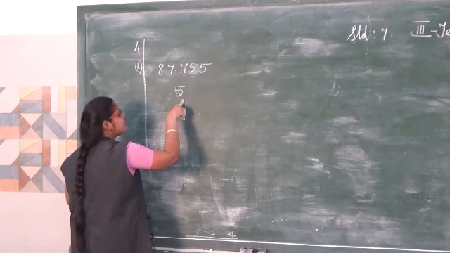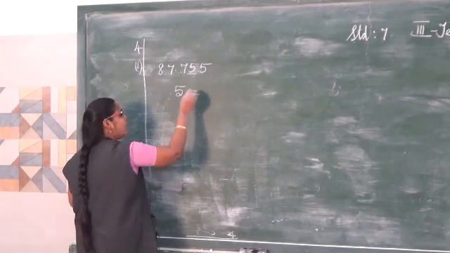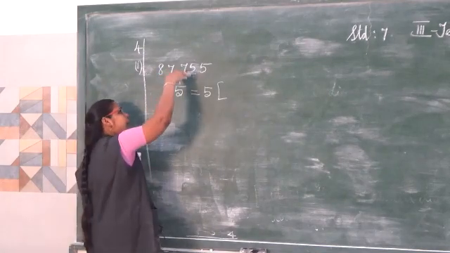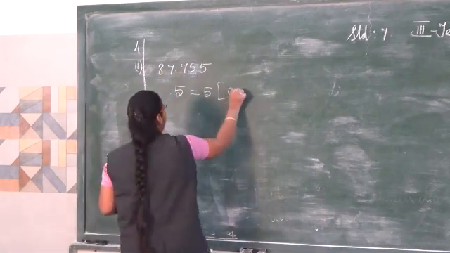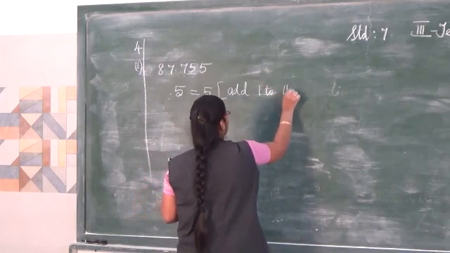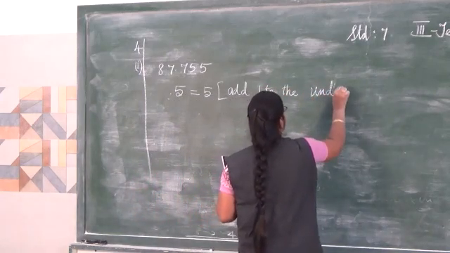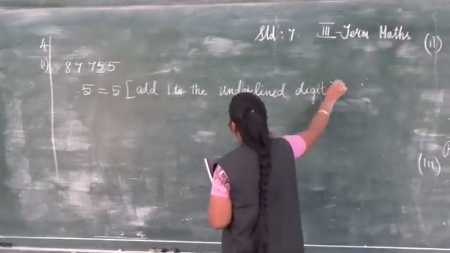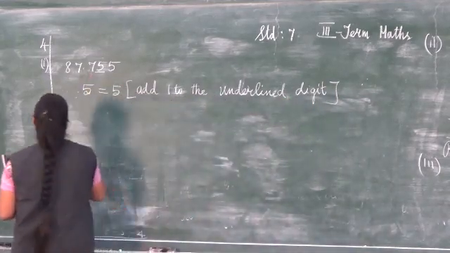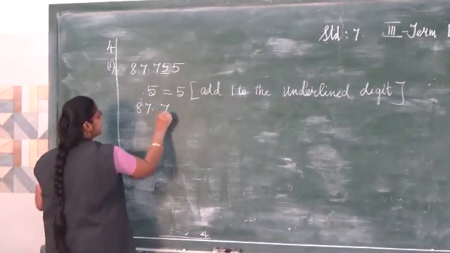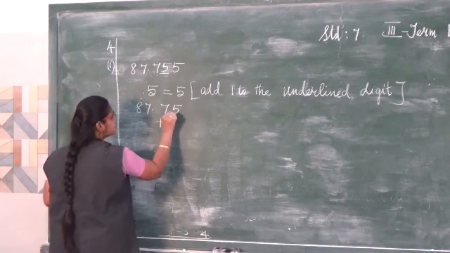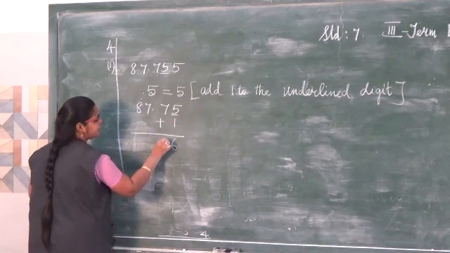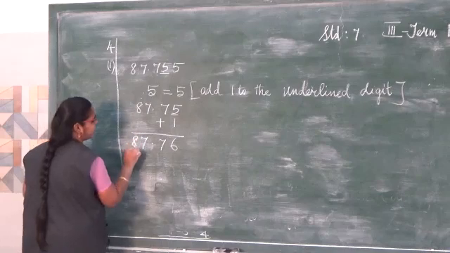So we have to see whether 5 is greater than or equal to 5. If it is equal to 5, we have to add 1 to the underlined digit. So 87.75, the last 5 is the underlined digit, and you are adding 1. So what you will get? 6, 7, so 7, 8.